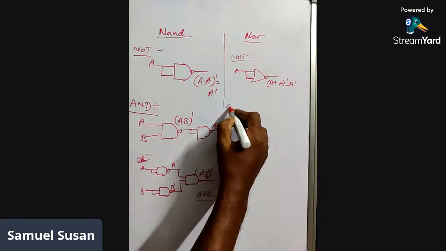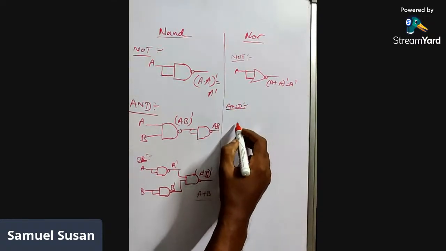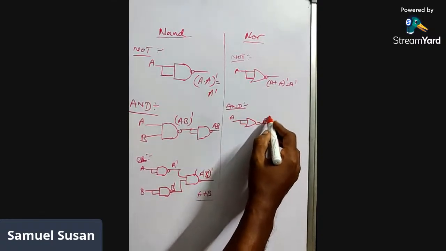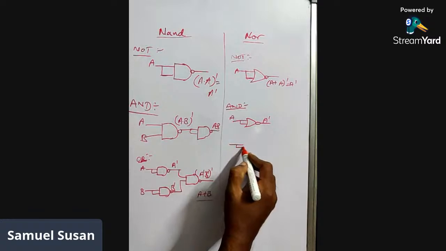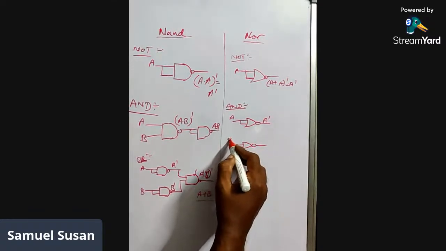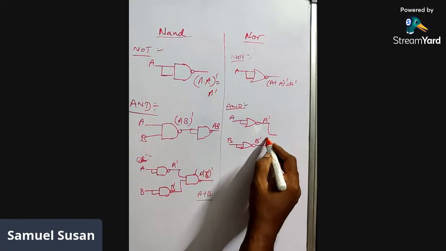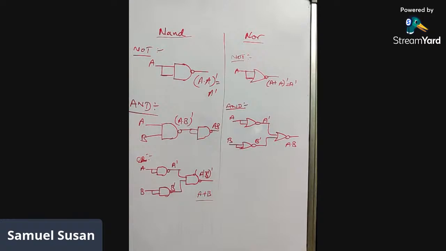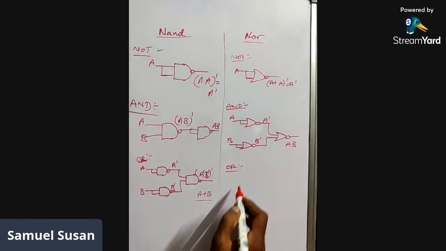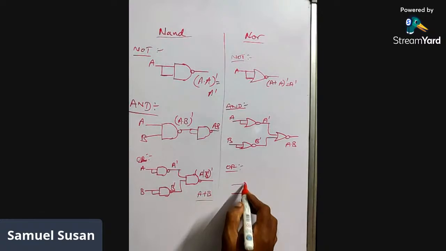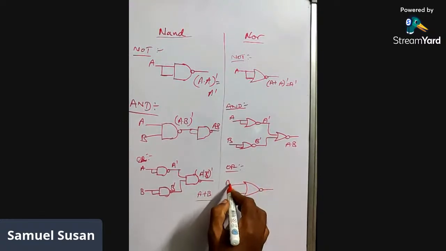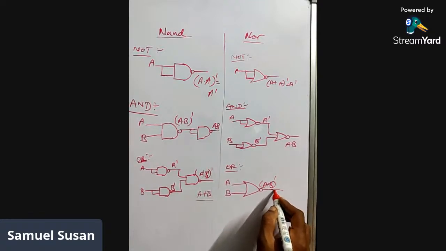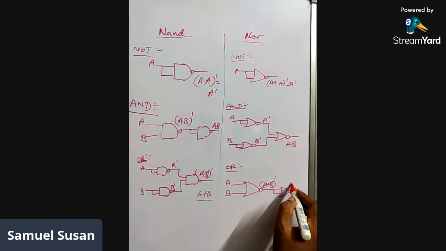Now coming to the next one, an AND gate using a NOR gate. So this is A dash, same as we had done previously, and this is B dash. Perform the NOR operation between these two, and you get A dot B, again using De Morgan's law. And finally, an OR gate using a NOR gate. If these inputs are A and B, this will be (A plus B) whole dash. To remove this complement, we perform the NOT as done previously. So this will be A plus B.